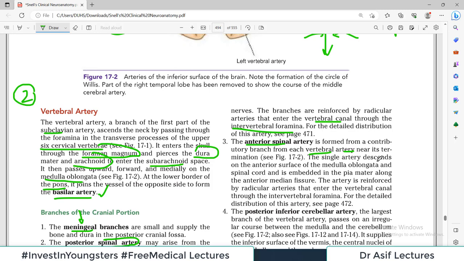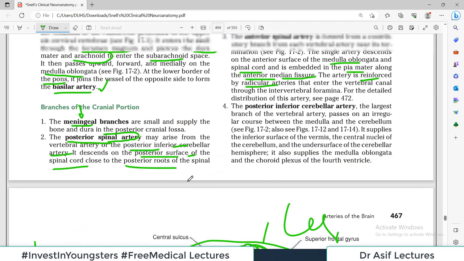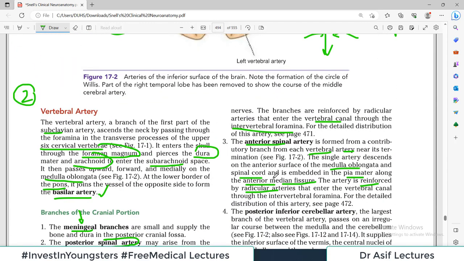Okay? The single artery descends on the anterior surface of the medulla oblongata and then the spinal cord, and it is embedded in the pia mater along the anterior median fissure. जाहिर है क्योंकि anterior spinal artery है, तो anteriorly descend करेगी. The artery is also reinforced by radicular arteries that enter the vertebral canal through the intervertebral foramen. So both anterior spinal artery and the posterior spinal artery, they are reinforced to have appropriate blood supply.